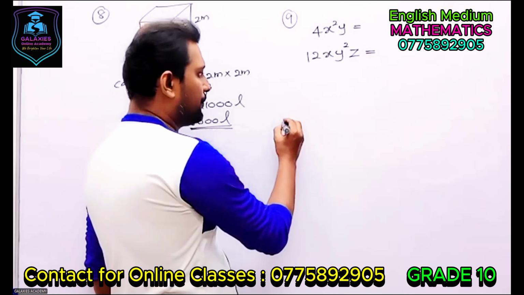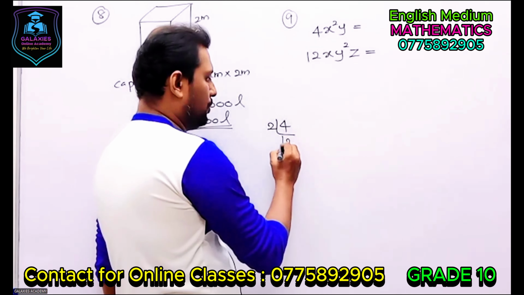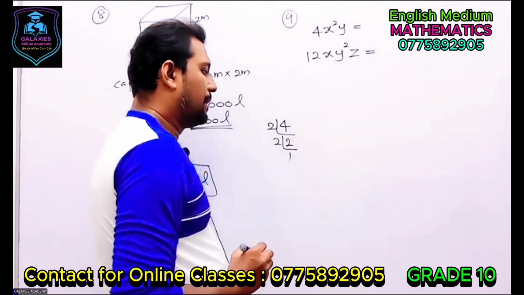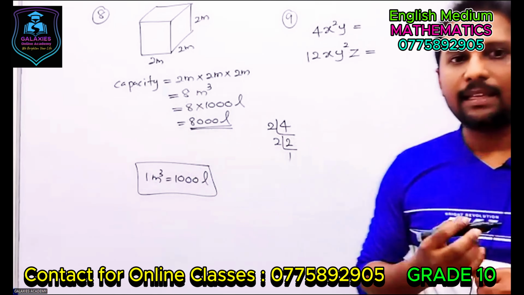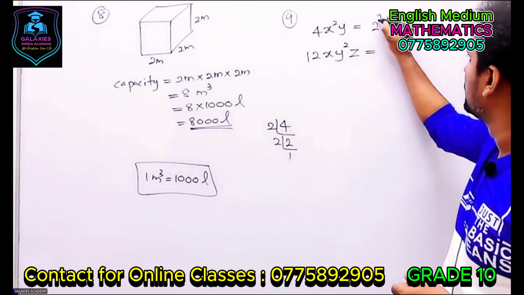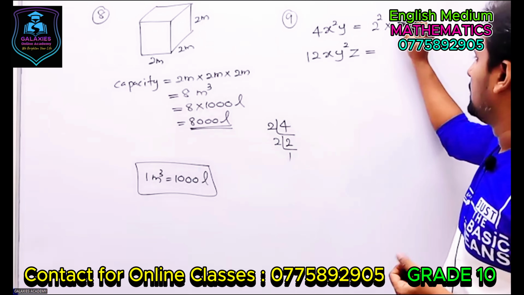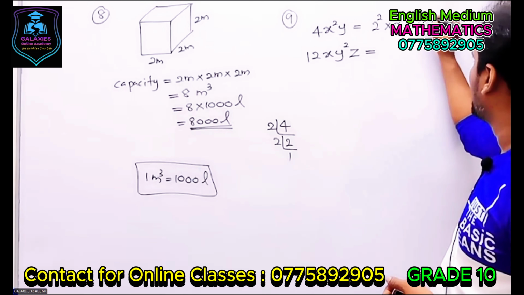How can you write 4? 4 we can divide by 2. 2. 2 again we can divide by 2. So 4 you can write 2 times 2. That means the index form 2 to the power 2. Then this one x to the power 2. This one y. y I can write y to the power 1.